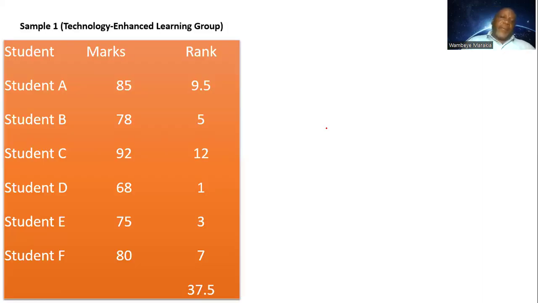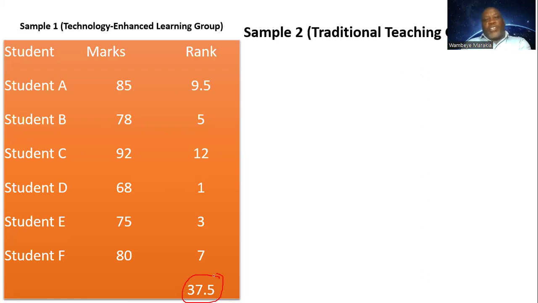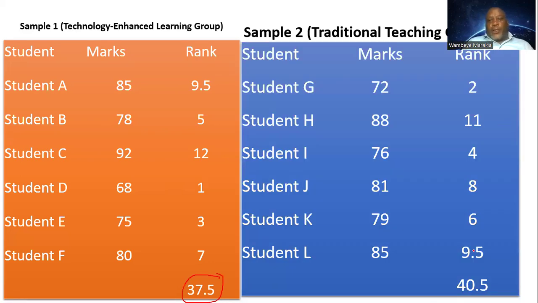So this is it. This side of rank, my total is 37.5. Then on the other side of the traditional teaching method, the total of the rank is 40.5. So I have the total of the two ranks.